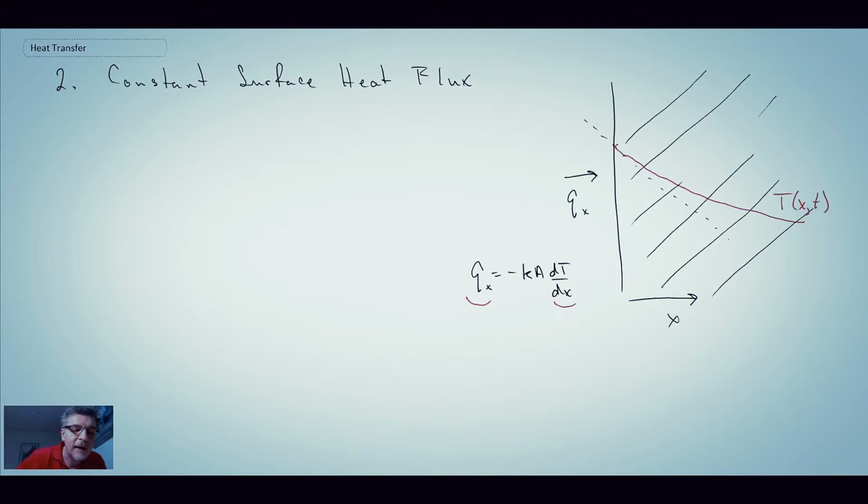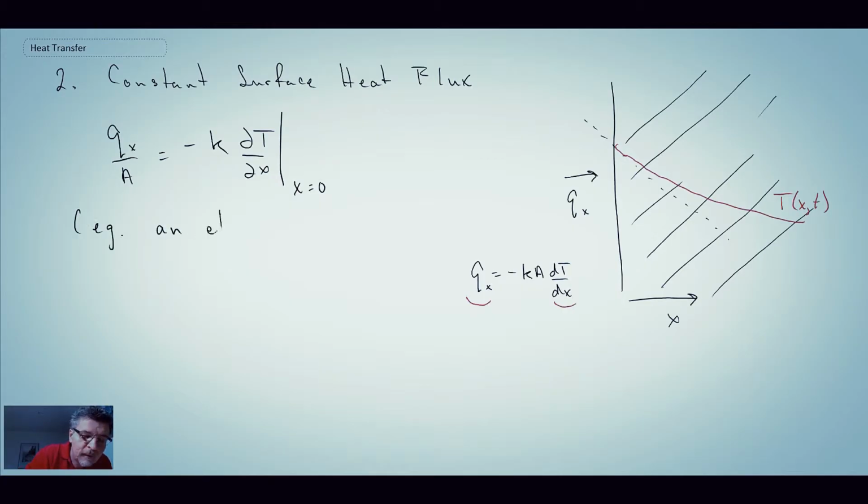Writing this out mathematically, we would say Qx over A is minus k dT by dx at x equals 0, and that comes directly out of Fourier's law. As an example, how could you create a constant heat flux condition? One thing you could do is have radiation from some source, or an electrical resistance heater would be another example, provided that you insulate the outside of it so that you don't lose heat to the outside.